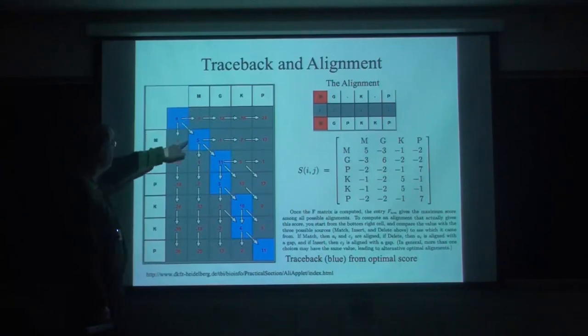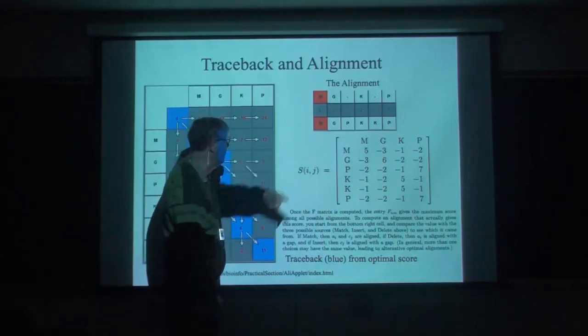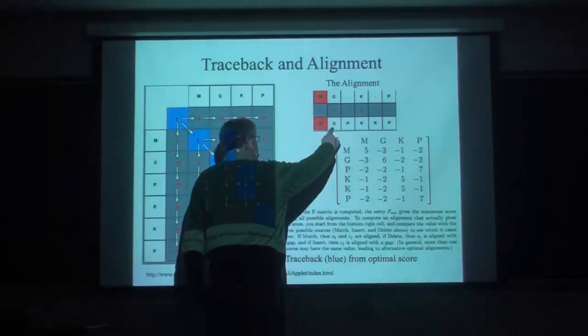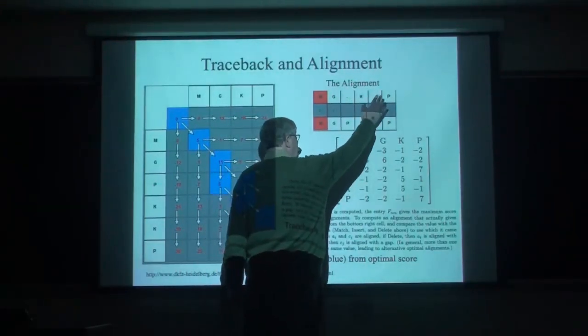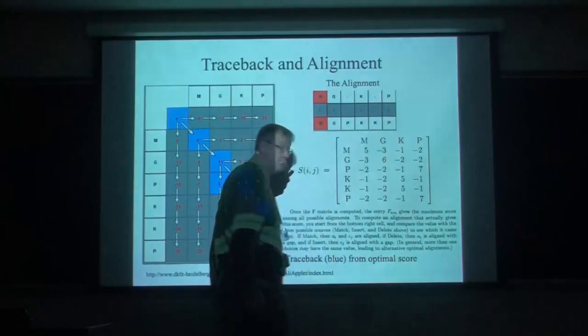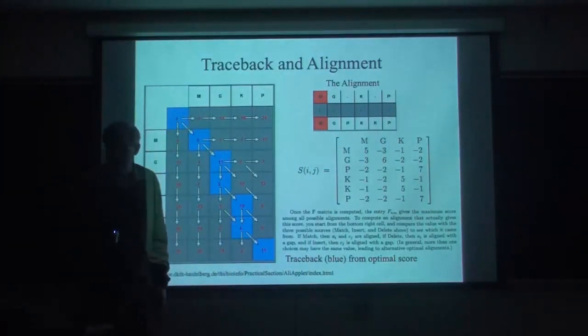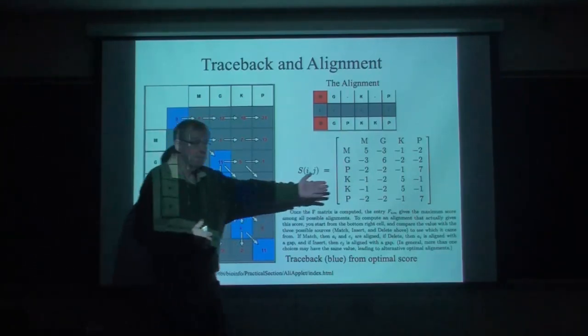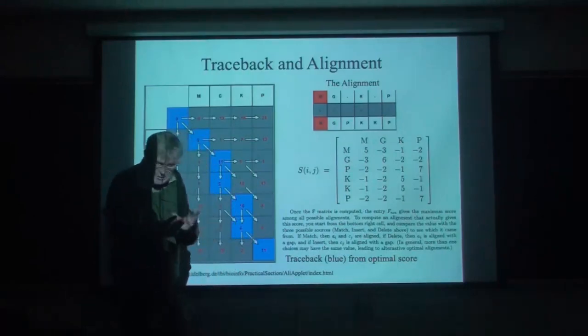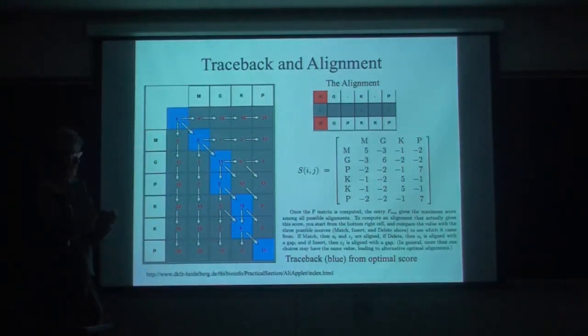I go M with, here's the final one, M with M, G with G, then I make a gap here, then K with K, a gap here, and then P with P. That's the best you can get. And so that is how it works, and you need a gap penalty, and you need a substitution matrix that tells you the key properties of either making gaps or comparing an amino acid.